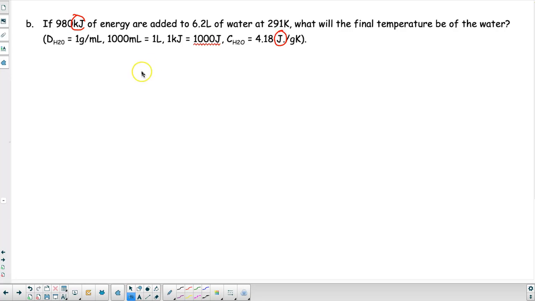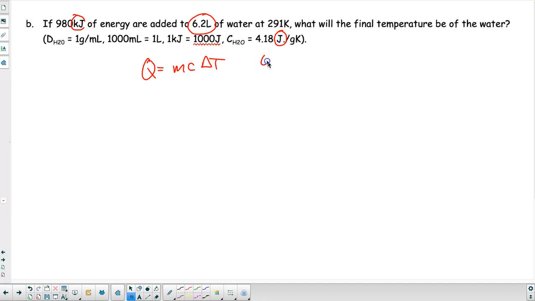The other thing, looking at the formula, Q equals mc delta T, we need to know the mass. We don't know mass. We know a volume of water, but I did give you the density of water, which correlates its volume to its mass. And because this is liters and this is mils, we need to convert liters into milliliters. So let's start with that.